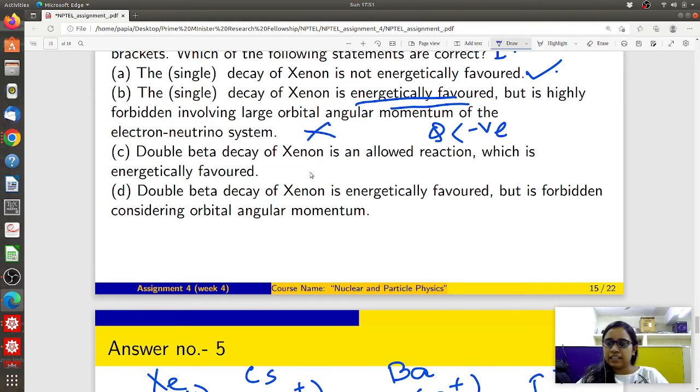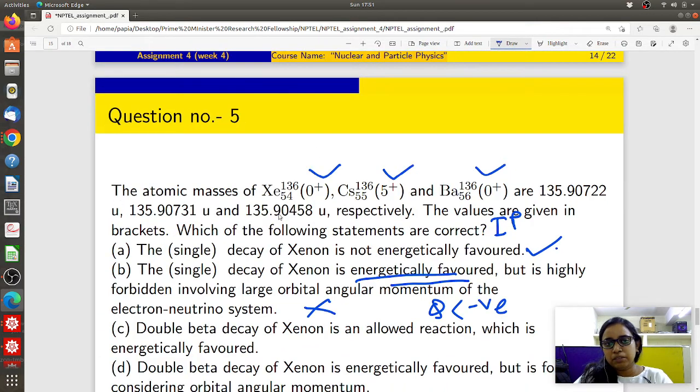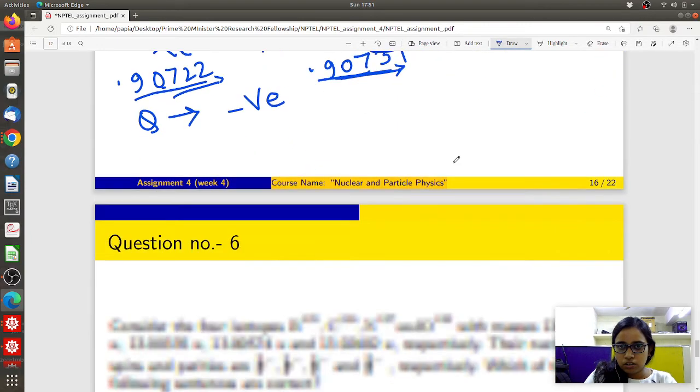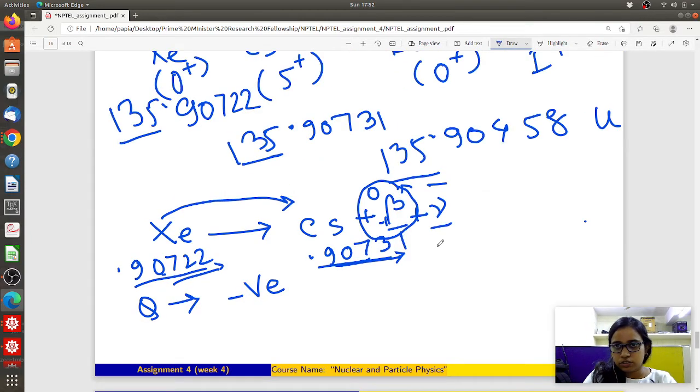Now coming to the third one. Third one is: double beta decay of xenon is an allowed reaction which is energetically favored. Is it correct or not? We have to see. Double beta decay means, here xenon is 54 and barium is 56. So double beta decay is only possible if I go from xenon to barium. So the next one is xenon to barium.